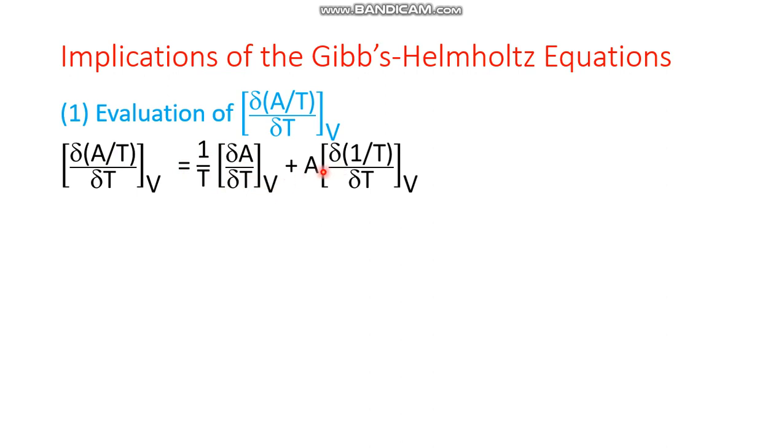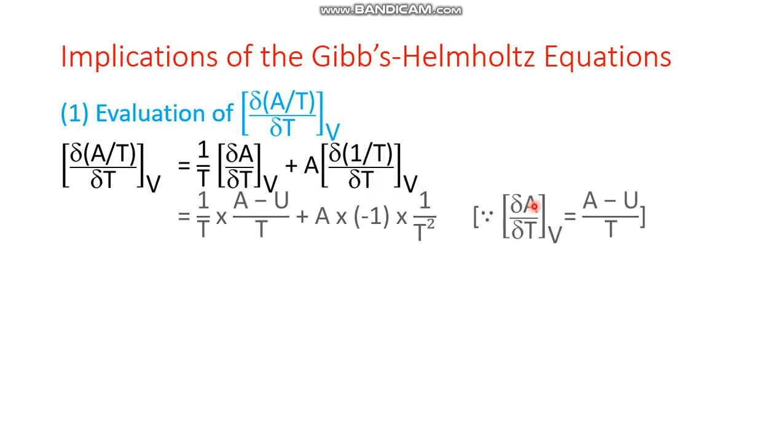And the second time, when we are differentiating 1 by T, then A is kept constant, so it is differentiation of 1 by T with respect to T at constant volume. The result is here. In place of this, we can put the value. This is equation number what? This is equation number 3 from the Gibbs-Helmholtz equation. Del A del T at constant V is nothing but A minus U by T. So we are putting this value here. We are mentioning this also.